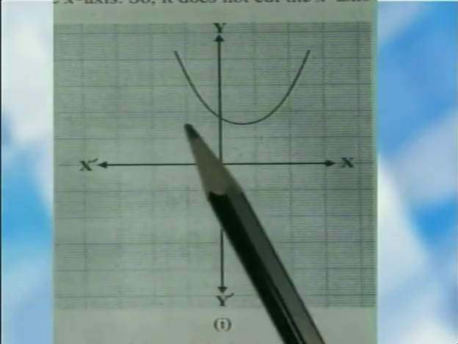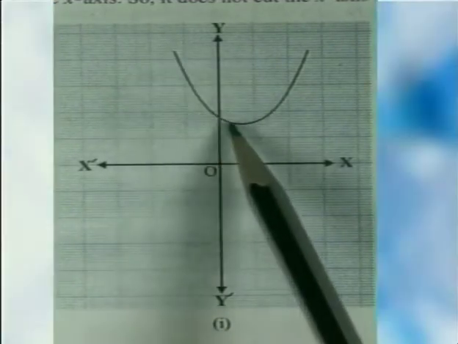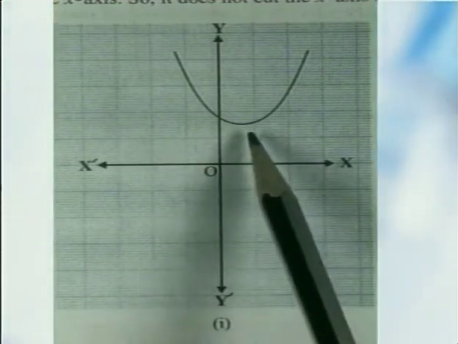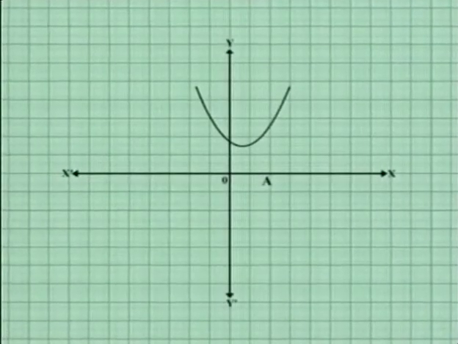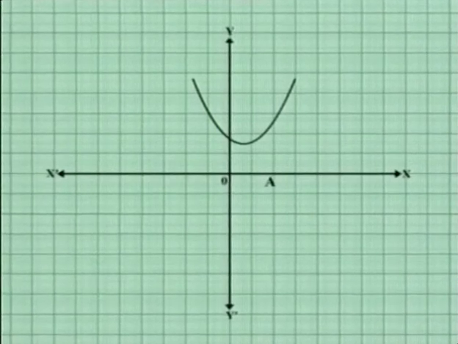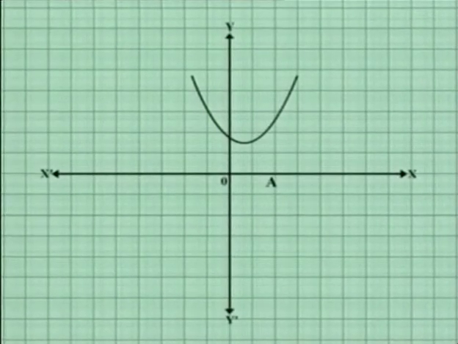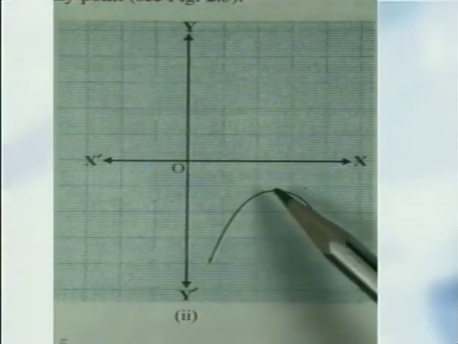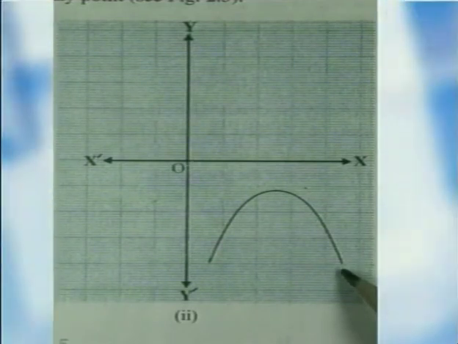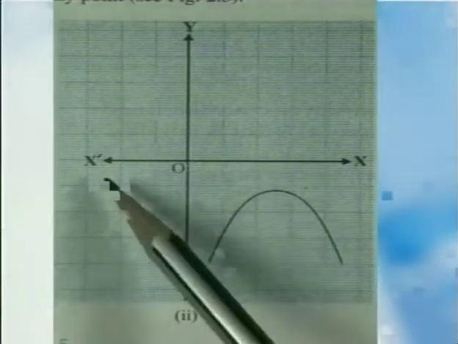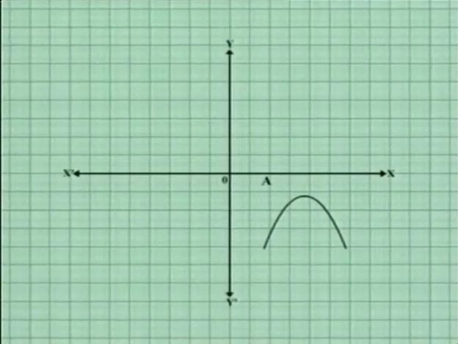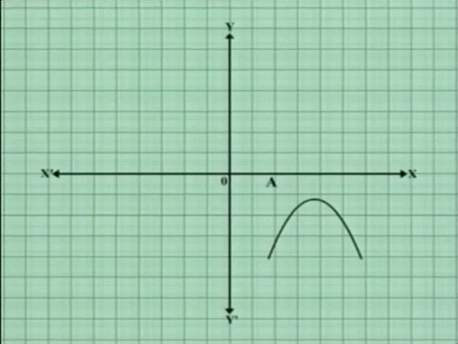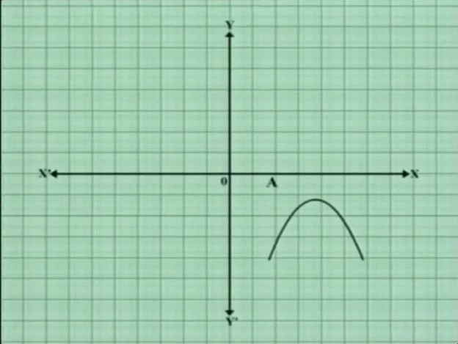Here in this case we can see that the parabola is completely above the x-axis and it is not touching the x-axis at any point. So we can say that there are no zeros for this quadratic polynomial. Now in this case we have the shape of the parabola in the form of inverted U, which is completely below the x-axis and not touching the x-axis at any point. So this quadratic polynomial has no zero.